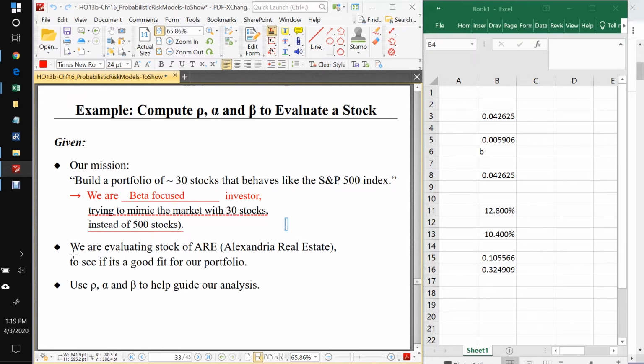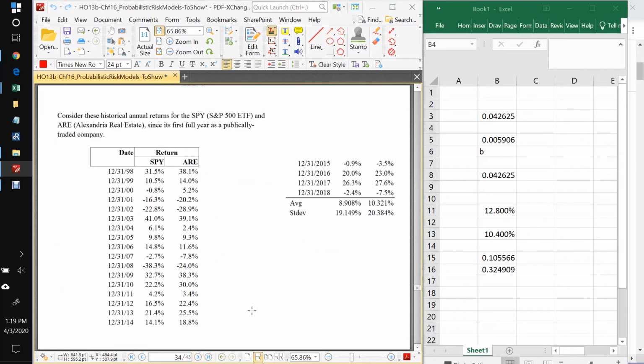And they're looking to see if Alexandria Real Estate's stock should be included in this portfolio, if it's a good fit. They're going to look at the correlation coefficient, alpha, and beta to help guide their analysis. So here's what they do. They go out and get historical returns for the SPY, which, as we know, is a very good proxy for the S&P 500. It does include having purchased all 500 of these stocks. And then we have the corresponding annual returns for ARE, Alexandria Real Estate. This goes from 1998 to 2018, and we have the average return for each one and the standard deviation for each one.